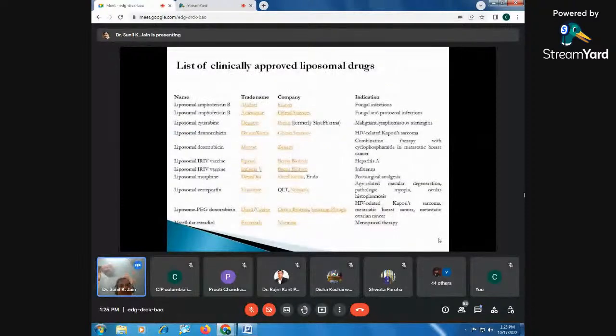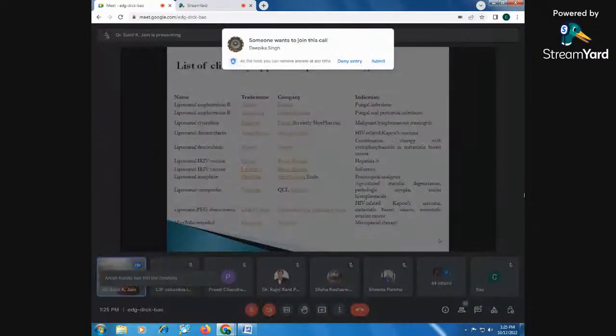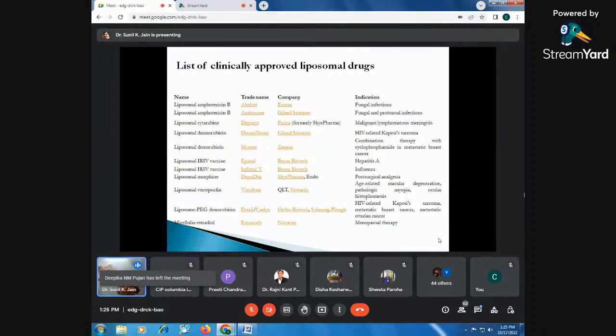Now, these are a certain list of liposomal drugs already in the market for the treatment of fungal infections, protozoal infections, malignant lymphomatous meningitis, HIV-related Kaposi sarcoma, hepatitis A, influenza, analgesia, and menopausal therapy. So many liposomal formulations are available now, and many companies are developing liposomal formulations.